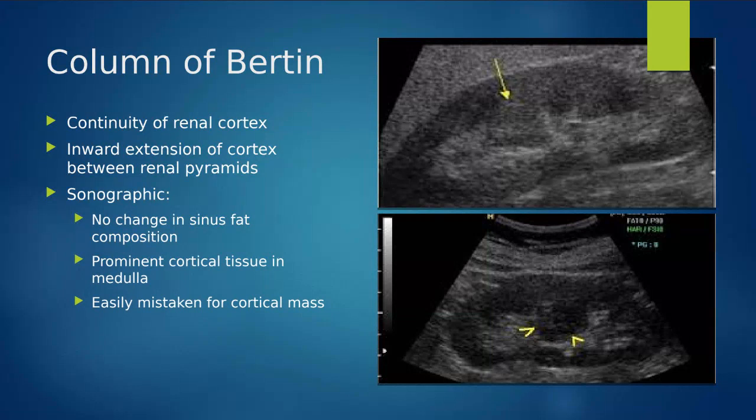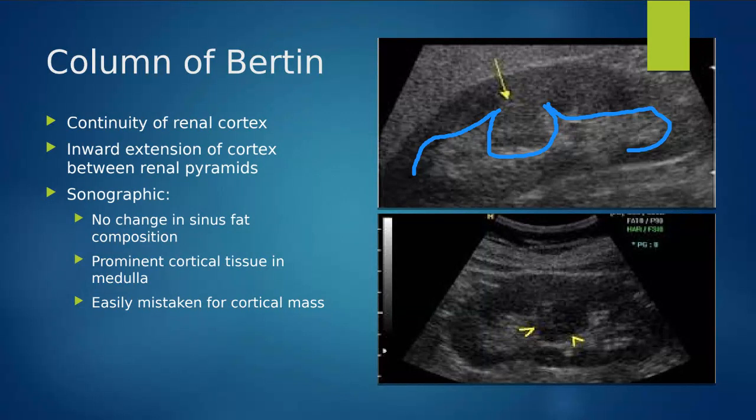So this top picture here, we see our nice cortex interface, and then we see this guy hanging out. Kind of looks like a polyp a little bit, right? But all it is that prominent extension of the cortex into the inner part of that kidney. A little bit more prominent on that bottom picture.